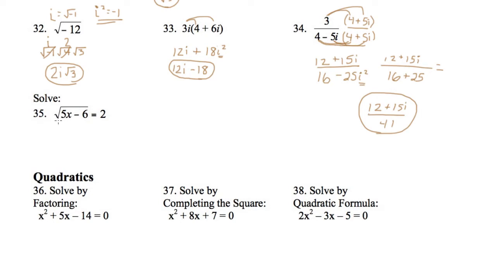Solving equations with radicals in them, you just want to undo this, okay? Undo square rooting. To undo square rooting, you do the opposite. You square it. The squaring undoes the square root, so now you've got 5x minus 6 equals 4. And then just solve for x. So x is equal to 2.